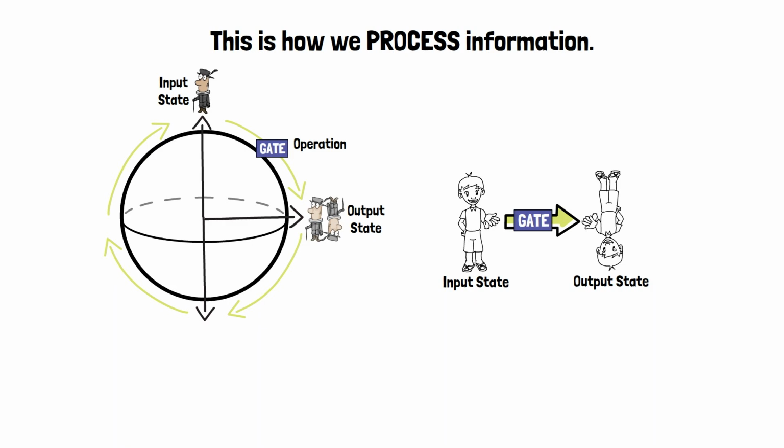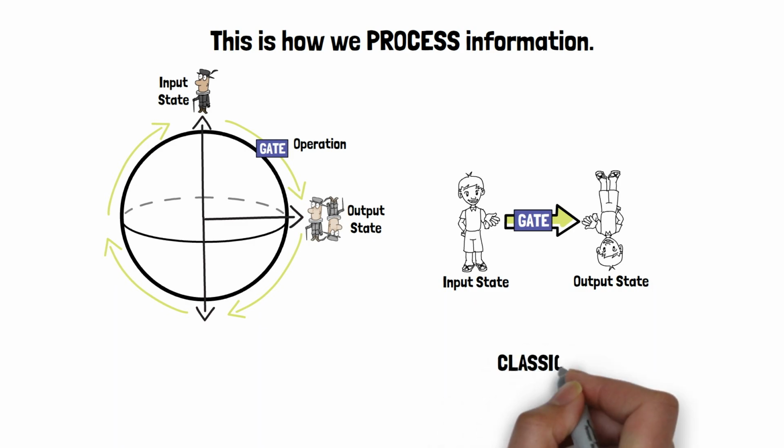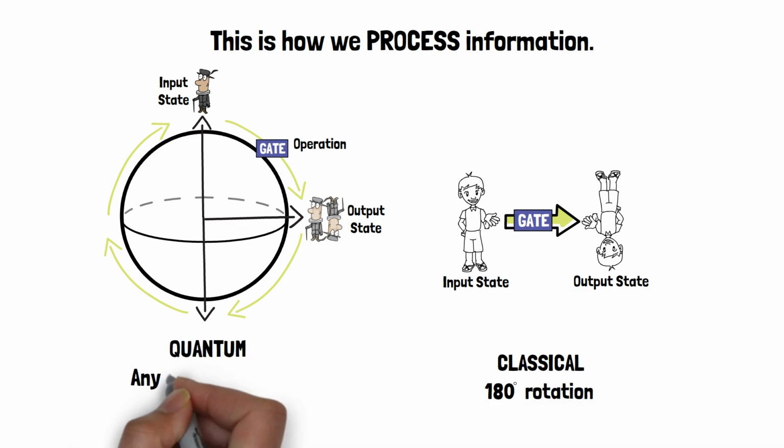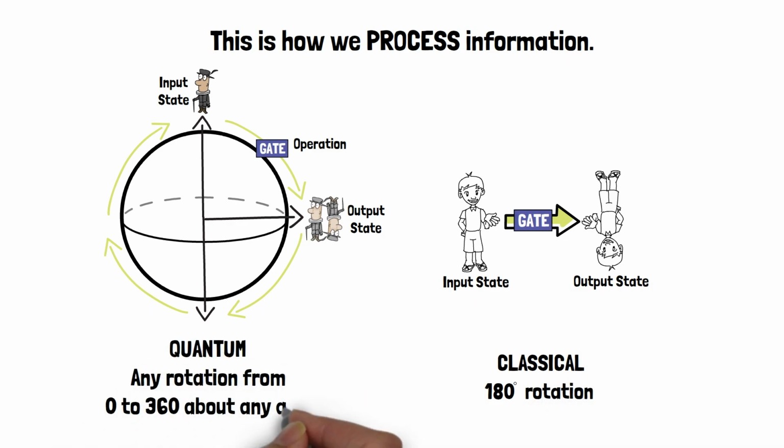Now we can see one of the main reasons why a qubit is so special in information processing. In classical computing, we can only change bits from one state to the other by rotating 180 degrees. But in quantum computing, we can change a qubit from one state to the next by performing any rotation from 0 to 360 degrees about any axis. And in quantum computing, this is possible because of the fundamentally quantum nature of qubits, of being in superposition.